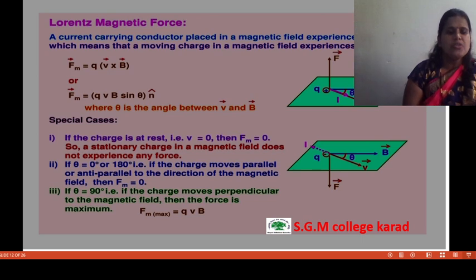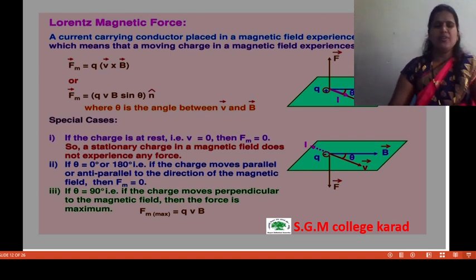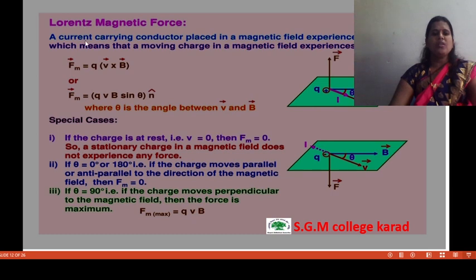If theta is equal to 0 degree or 180 degree, the charge moves parallel or anti-parallel to the direction of the magnetic field. Then sin 0 and sin 180 are also 0, so the magnetic force is 0. If theta is equal to 90 degree, the charge moves perpendicular to the magnetic field and the force is maximum. Here plus q charge direction is upward, minus q charge direction is downward. This is the Lorentz force.